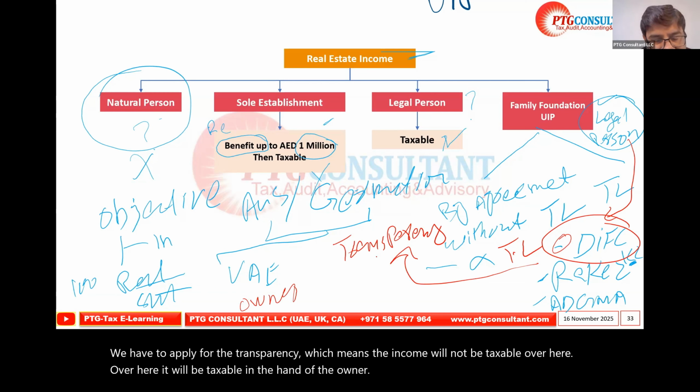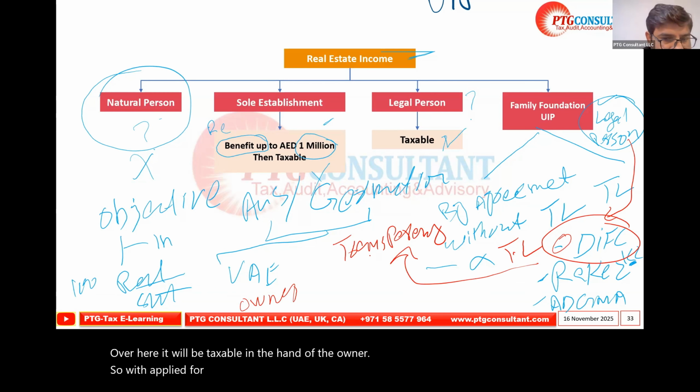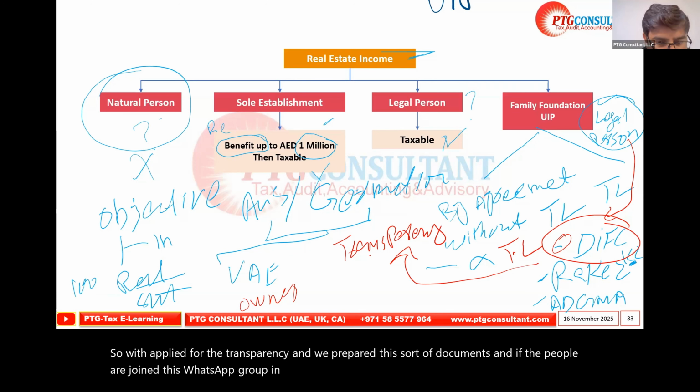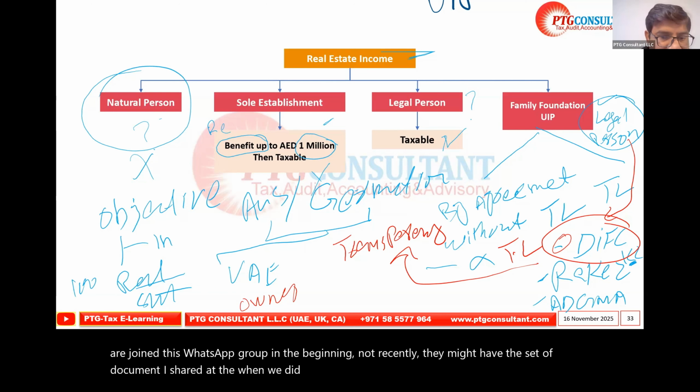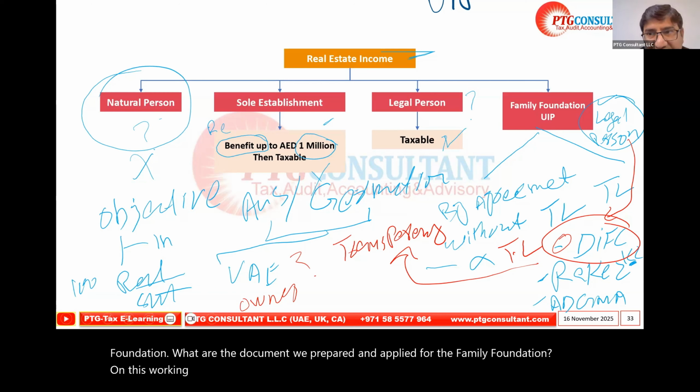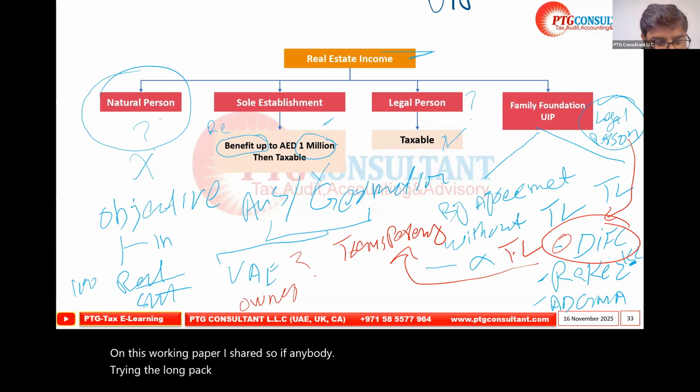So we applied for the transparency and we prepared the set of documents. If people joined this WhatsApp group in the beginning, not recently, they might have the set of documents I shared when we did this case. I shared the set of documents for the Family Foundation. What are the documents we prepared and applied for the Family Foundation? On this working paper, I shared. So if anybody joined the long pack, they have the advantage to get such working papers as well.